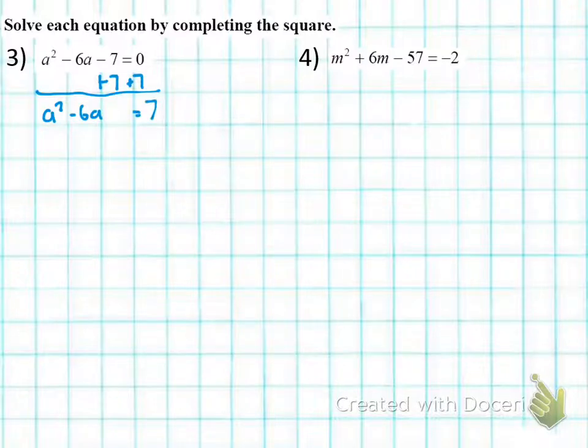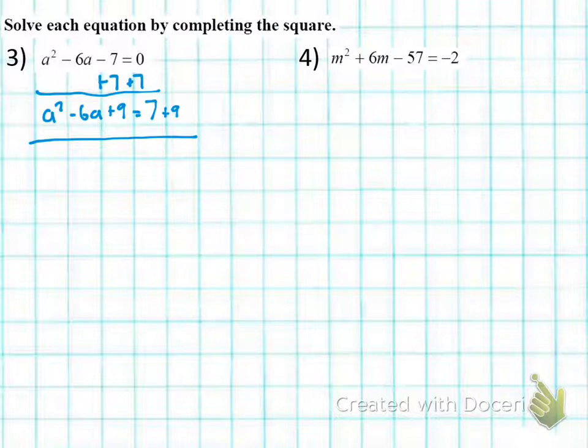Next step. Okay, half of 6 is negative 3. 3 squared is 9. So we're adding 9 to both sides. Right, we're completing the square. Now on the left-hand side, what do you notice? It's a what kind of square trinomial?